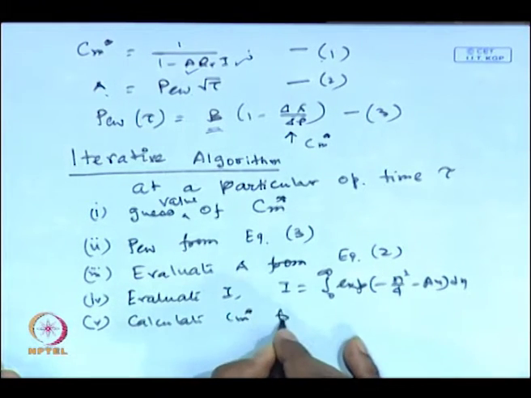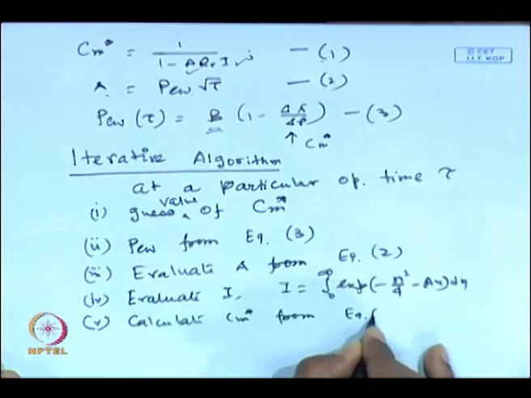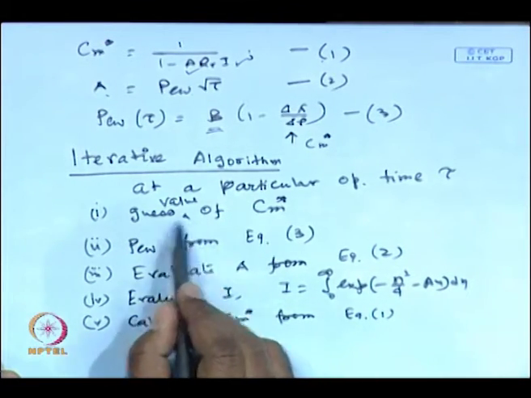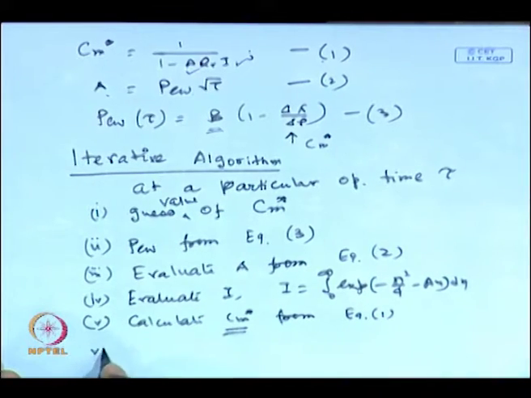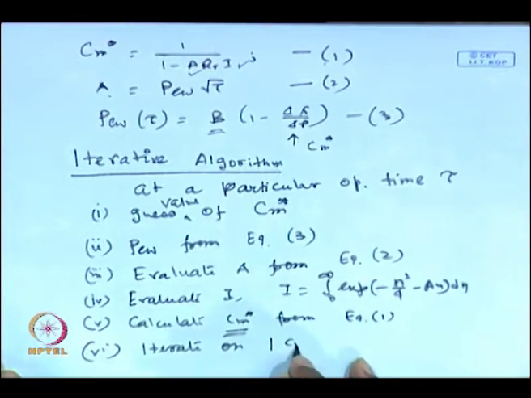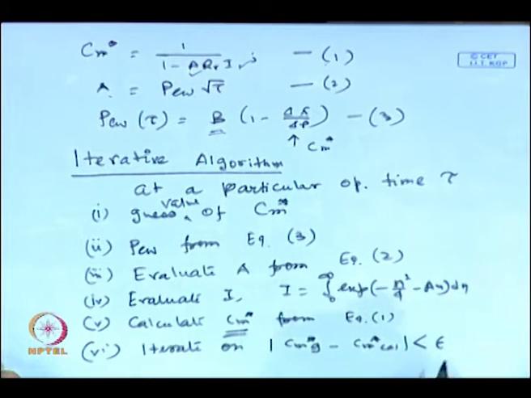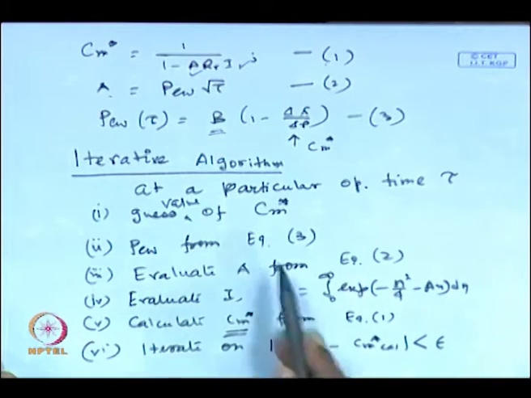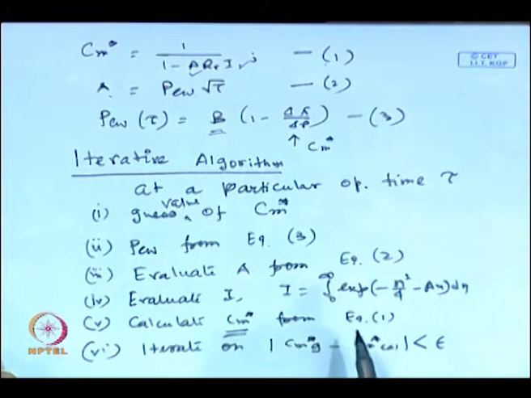Cm star from equation 1 and check whether this calculated value is close to the guess value or not. So, next one is just iterate on whether the absolute value of Cm star guess minus Cm star calculated is less than epsilon or not. If not, then you guess a new value of Cm star. Likewise, this loop has to be iterated for a particular time point. And what you do next?